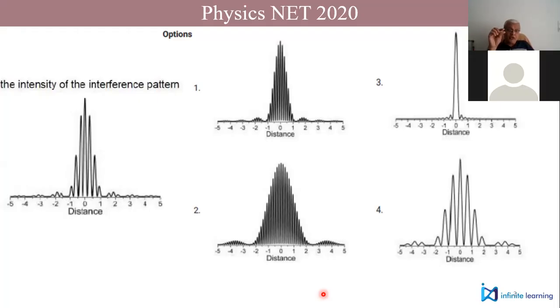You are reducing the slit width to half, right? So the diffraction maximum will be almost close to double. So diffraction minimum will spread almost to twice. So your bunch will become broader.